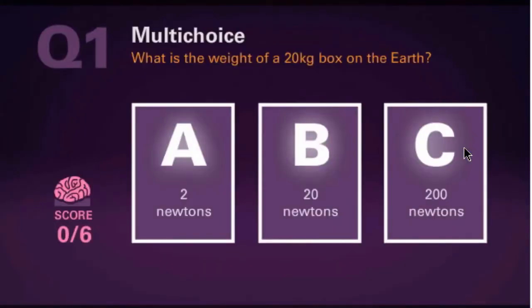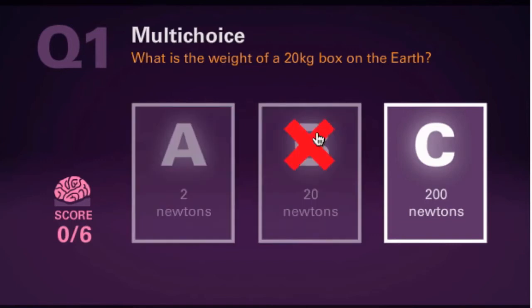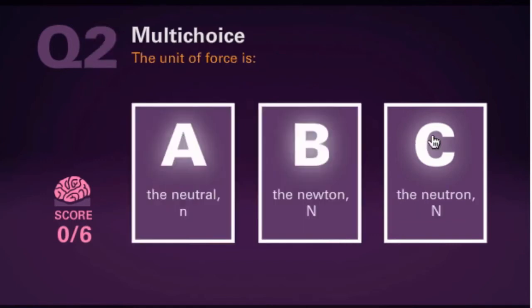Question 1. What is the weight of a 20 kilogram box on the Earth? A. 2 newtons. B. 20 newtons. C. 200 newtons. Question 2. The unit of force is A. The neutral. B. The newton. C. The neutron.